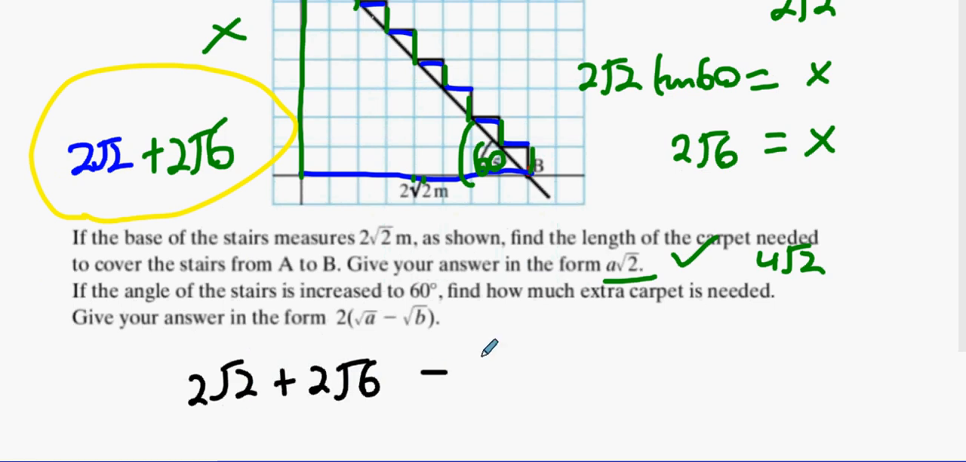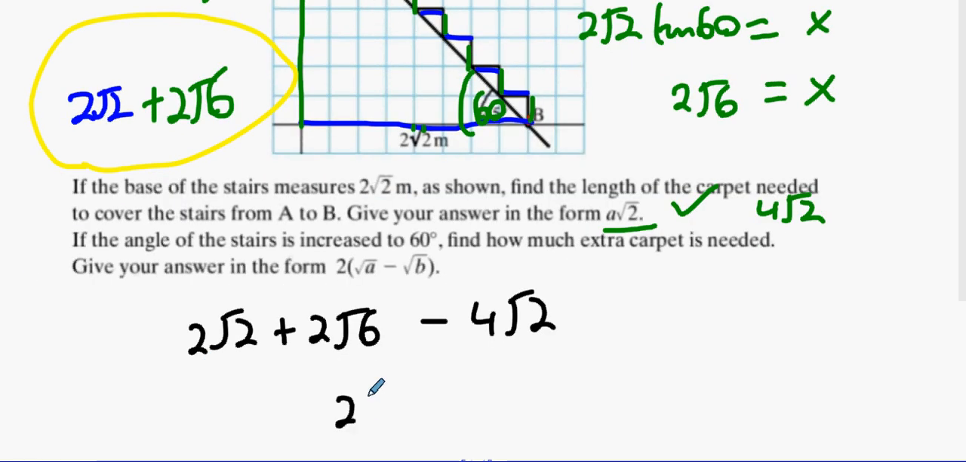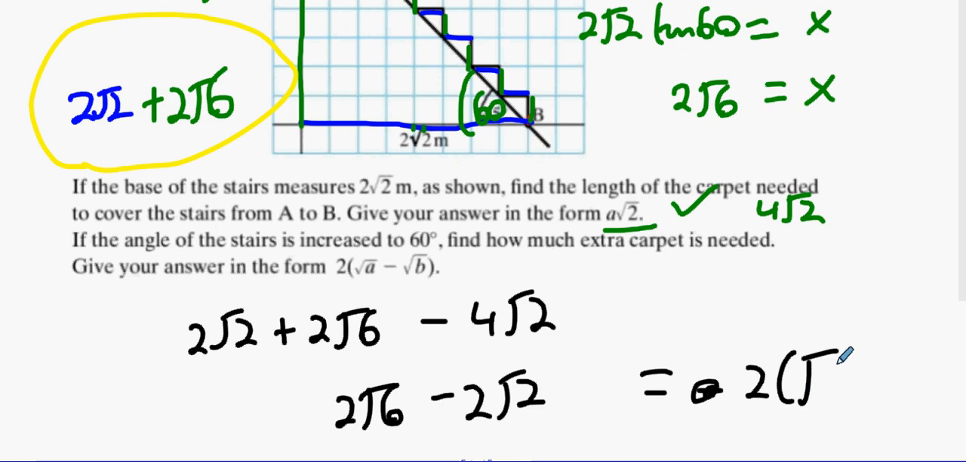And what do we get there? 2 root 6 minus 2 root 2, and factorise it out, and you get 2 into root 6 minus root 2. Who got that one out? Wasn't as bad as we thought it was going to be, was it? Just difficult to read.